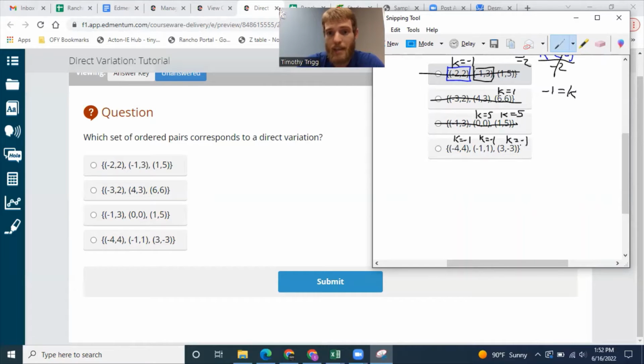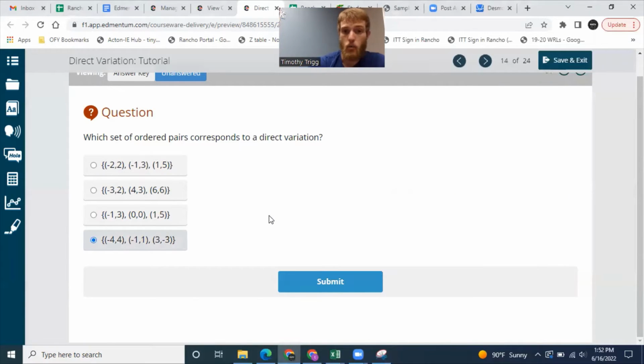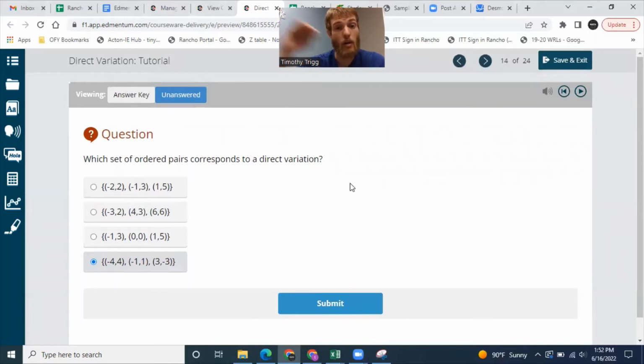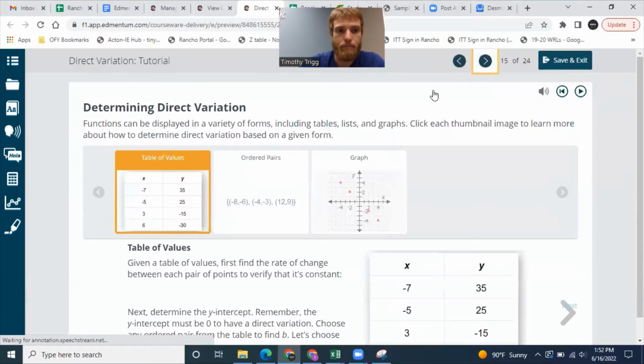So that tells me that this group must be direct variation, okay? Because we're multiplying by the same constant to go from the x value to the y value on every single coordinate point. If you were to graph them, these points would line up, and that line would also go through 0, 0. That's the thing with direct variation. It should always go through 0, 0 as well, okay? So it needs to be a straight line and go through 0, 0.